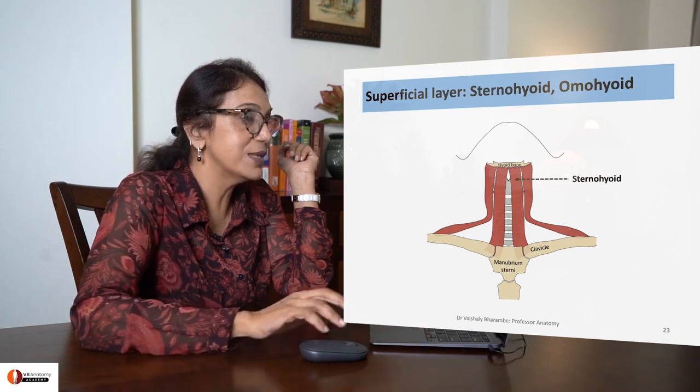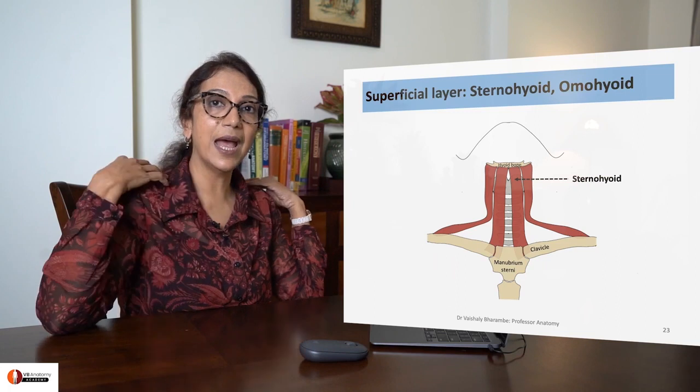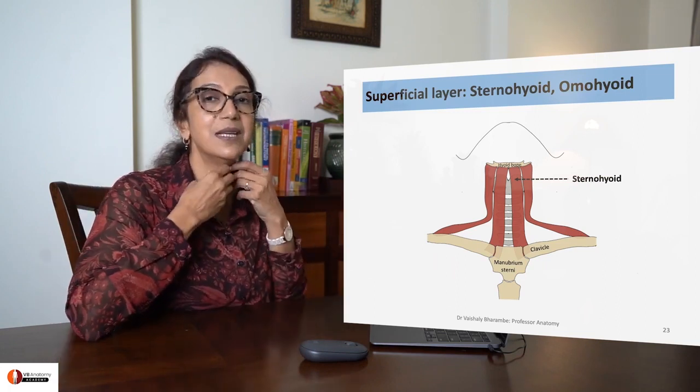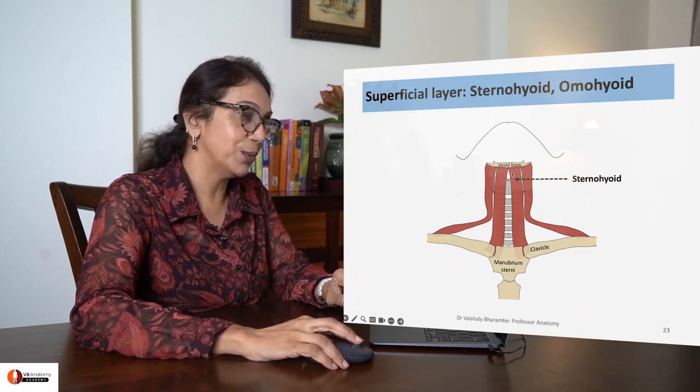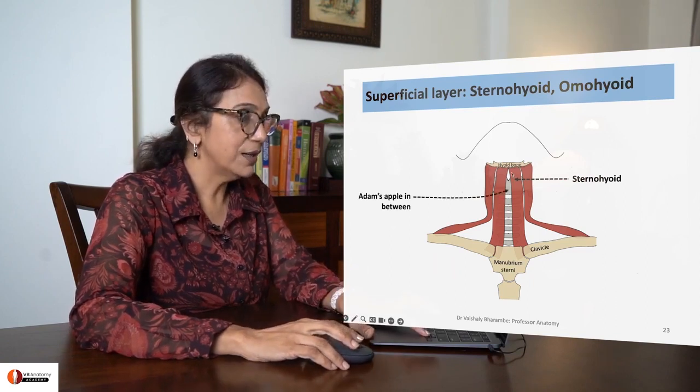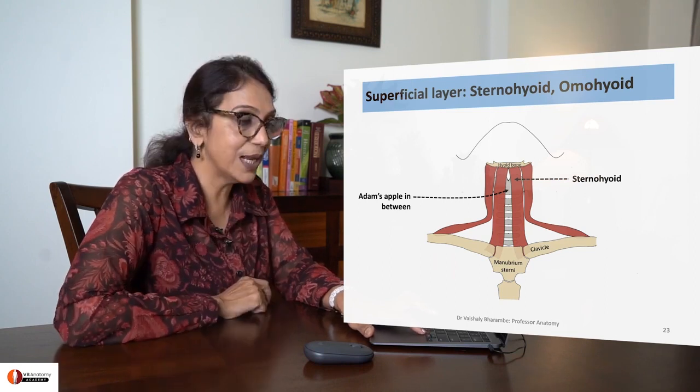Here you can see your sternohyoid muscle taking origin from manubrium sterni and from the clavicle, passing vertically upwards to get attached to the lower border of hyoid bone. Next to it, in between them, you can see the Adam's apple. In the males, it can be clearly visualized.